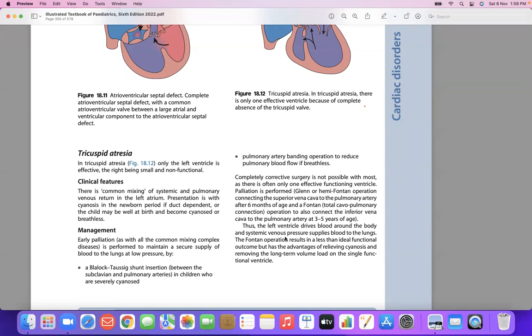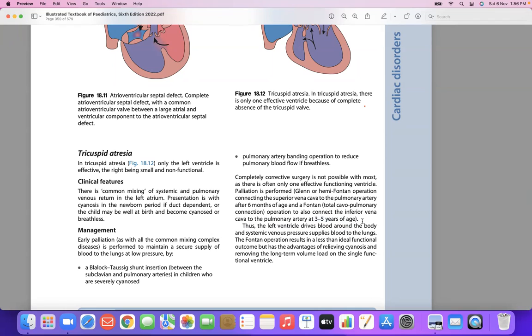Doing two sets of operation here. One is at 6 months of age. You have to just remember that both vena cavas are connected. In the first operation, they are connecting the superior vena cava to the pulmonary artery. It is at 6 months of age. This is Glenn. Then in Fontan, this is called total cavopulmonary, because both the vena cavas are connected to the pulmonary artery. To connect the inferior vena cava to the pulmonary artery at 3 to 5 years of age.